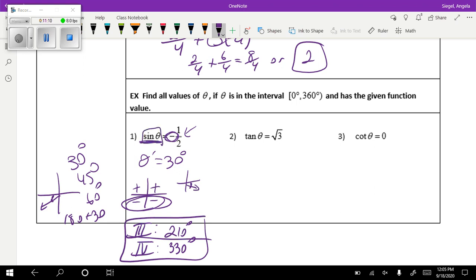If I were to type the sine of 210 into my calculator, I'm going to get negative 1/2. And also for the sine of 330, I'm going to get negative 1/2. Okay, so try 2 and 3.